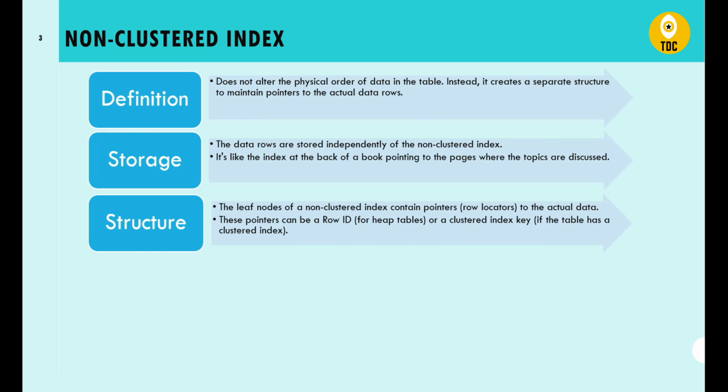And structure, this is quite important here. Like the clustered index, this also holds a kind of B-tree structure, but the leaf node that we discussed. Suppose there is a root node, there are intermediate nodes, and intermediate nodes can be a number of nodes. Root node is there, intermediate node is there, and finally we have the leaf nodes.